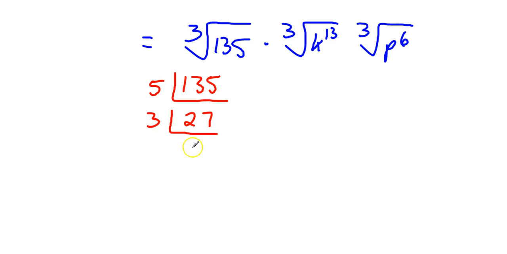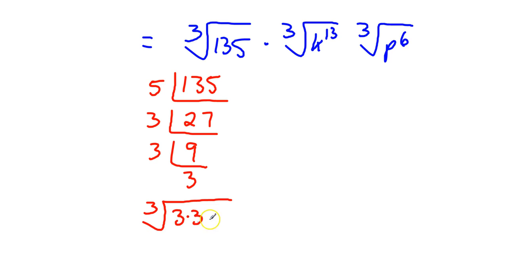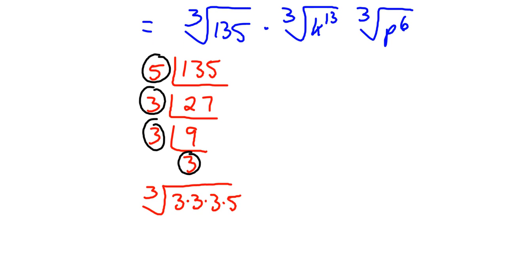27, you can divide it by 3 to get 9. 9, you can divide it by 3 to get 3 times 3. So prime numbers, we've got 3, 3, 3, and then the 5. So if we're doing third roots, we're taking this group of 3 out, and that 5 is left over on the inside.